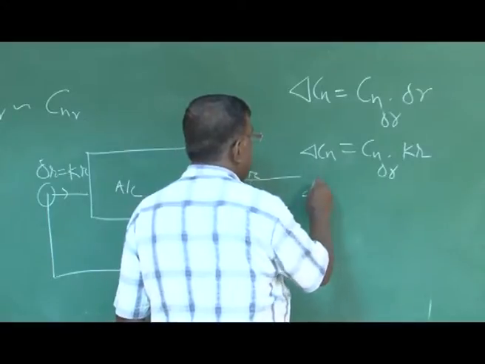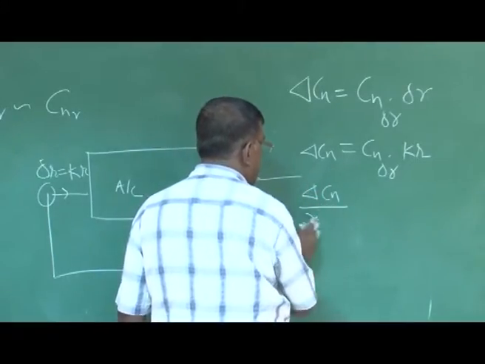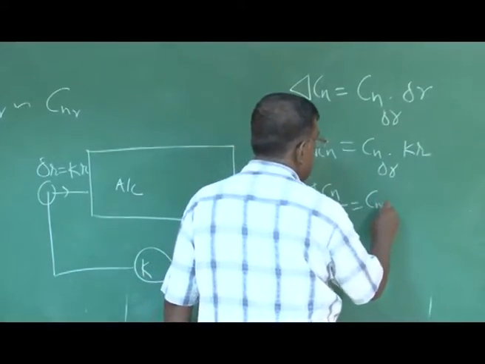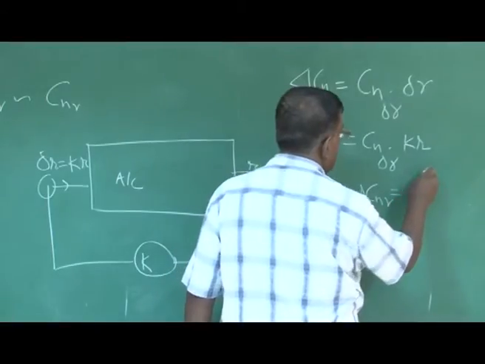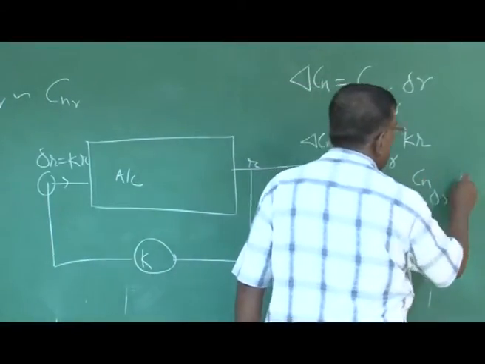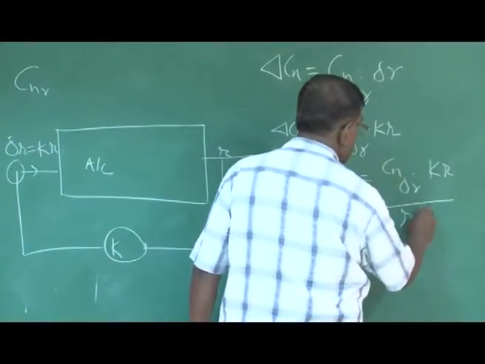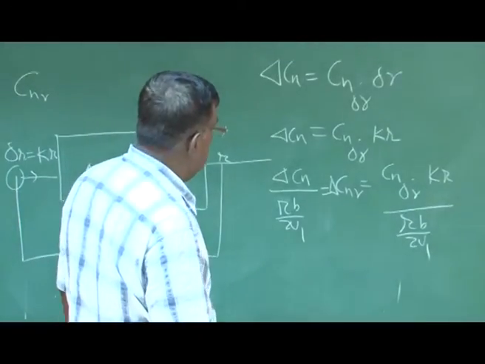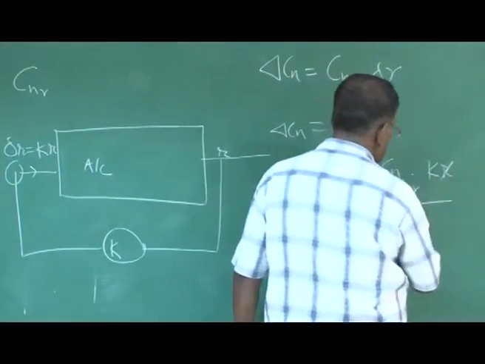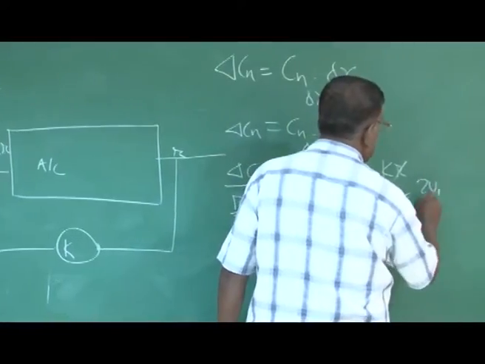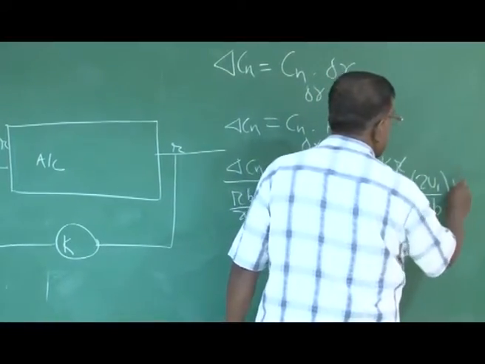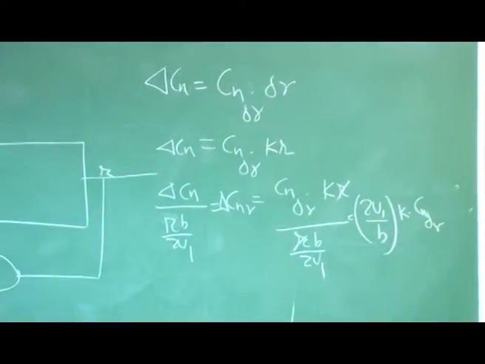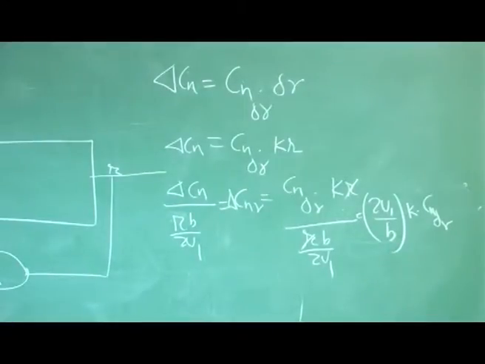So I divide delta Cn by RB by 2U1 to get CNR additional, that is equal to Cn delta R KR divided by RB by 2U1, right? So this R gets cancelled, so you have 2U1 by B K into Cn delta R. So that is the additional CNR you have to generate through SAS. So it's very simple now.